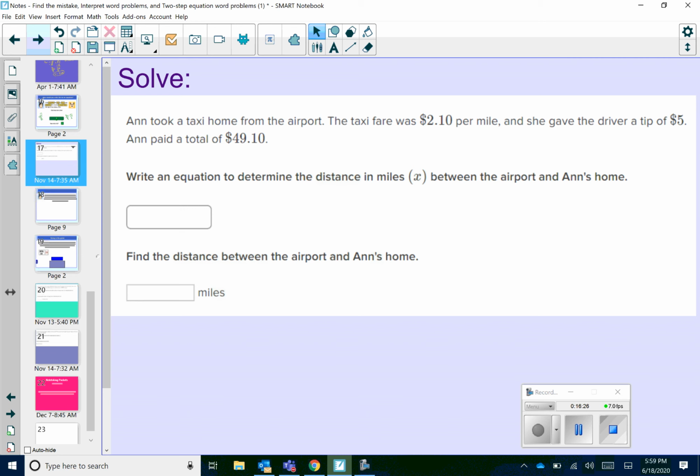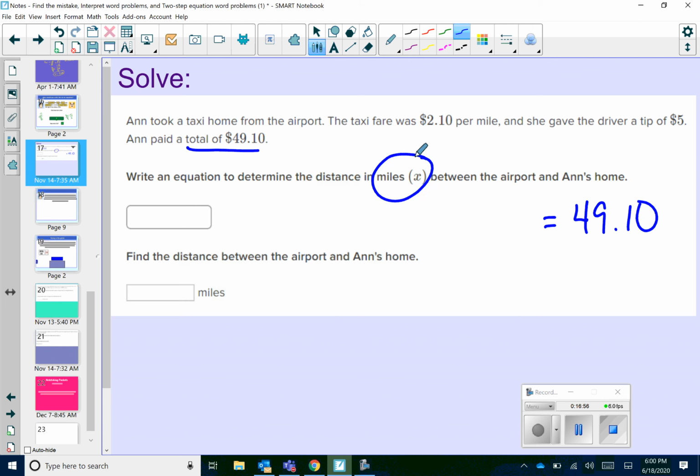Anne took a taxi home from the airport. The taxi fare was $2.10 per mile, and she gave the driver a tip of $5. Anne paid a total of $49.10. Write an equation to determine the total distance in miles, x, between the airport and Anne's home. And then we actually have to solve for x and find the distance between the airport and her home. So I'm going to start with my equal sign. The total was $49.10. My variable is x, and that represents miles. Well, what number has to do with the miles? $2.10 per mile means that we're multiplying $2.10 per each mile, and then plus a $5 tip.